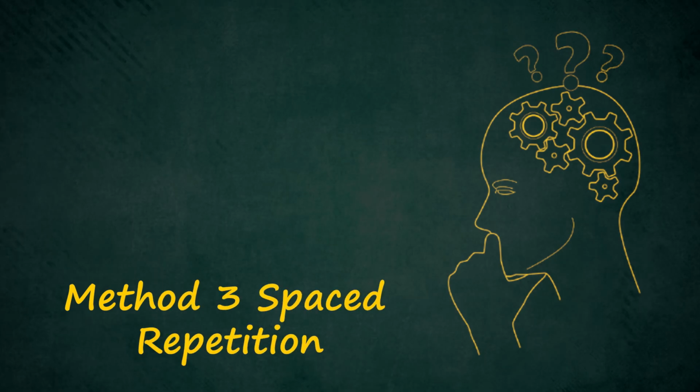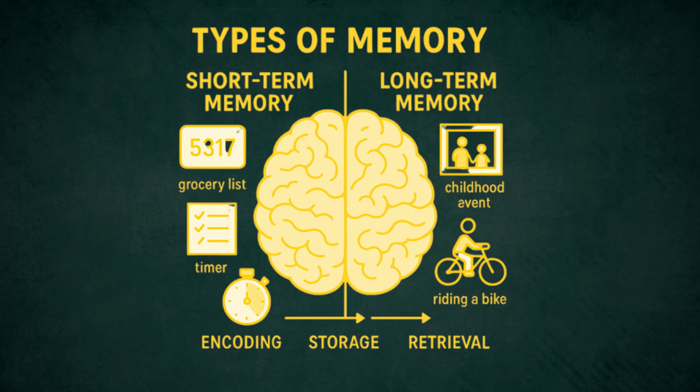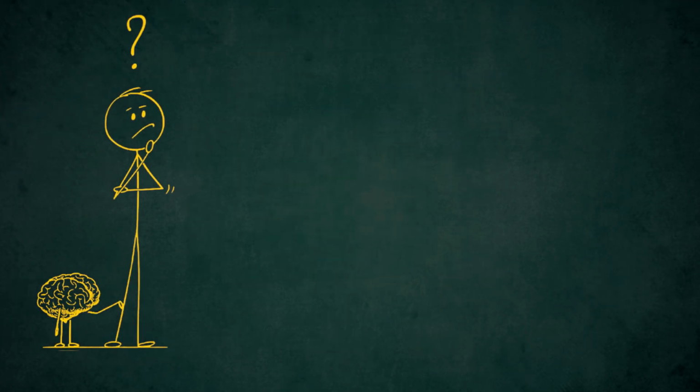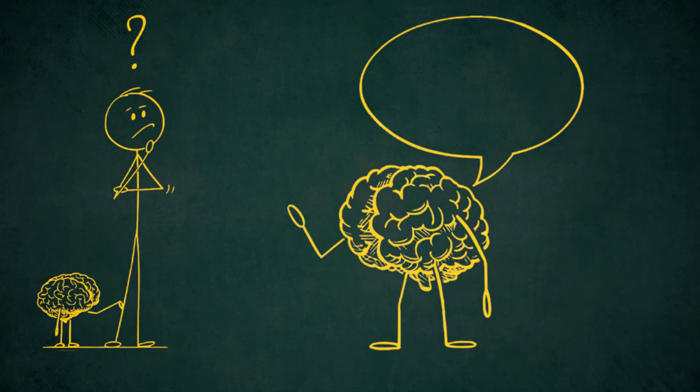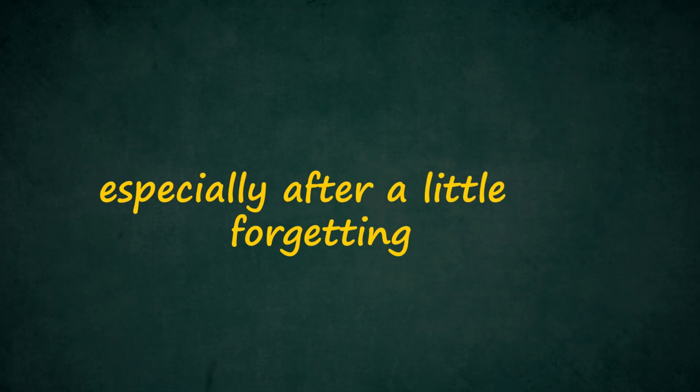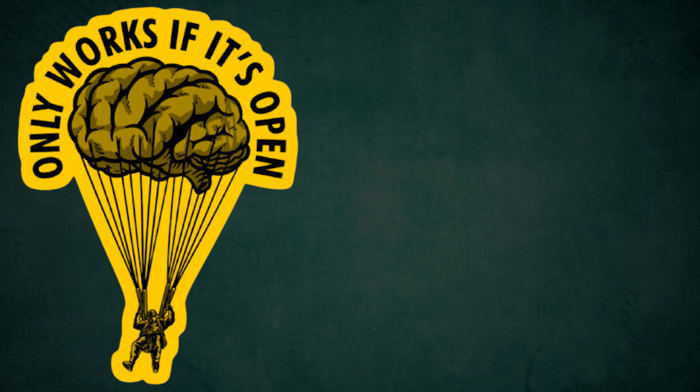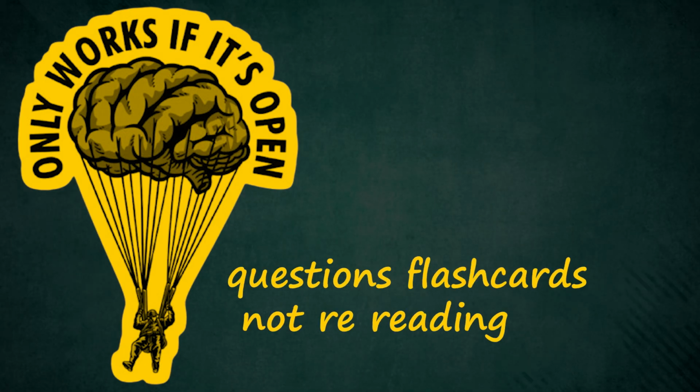Method 3, spaced repetition, the memory multiplier. What it is: systematic reviews at growing intervals to move knowledge into long-term memory. Why it works: your brain strengthens memories it must retrieve again, especially after a little forgetting. Pair it with active recall, questions, flashcards, not rereading.